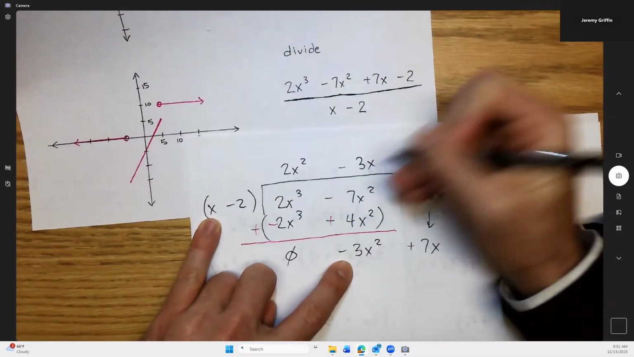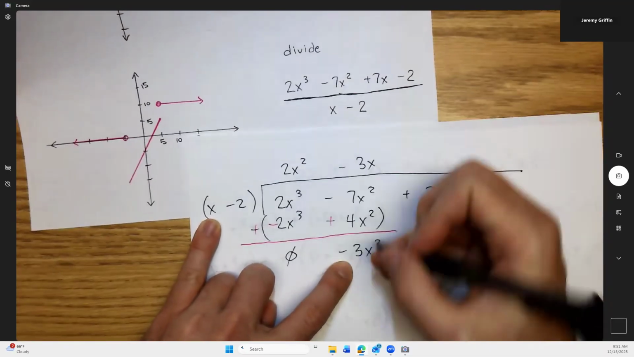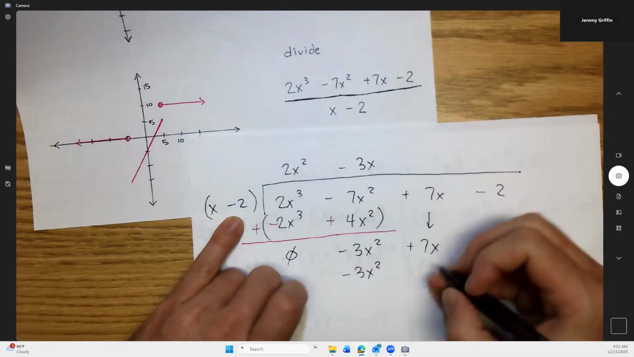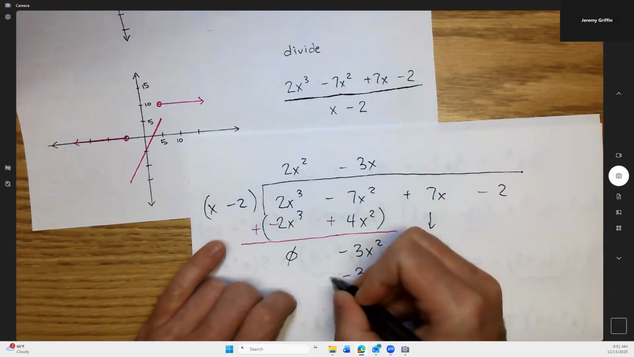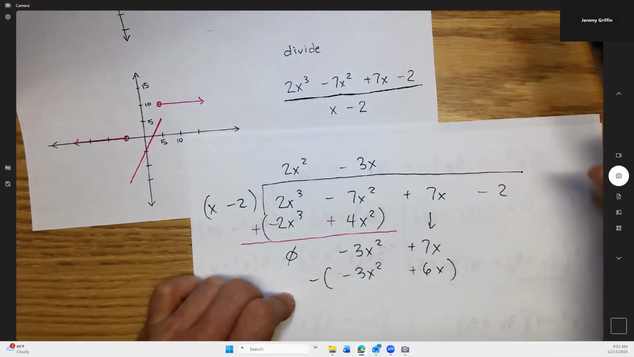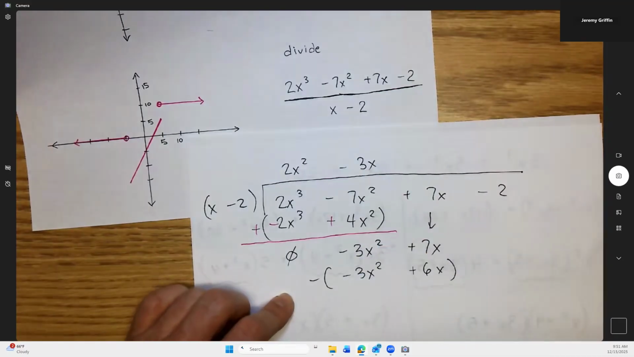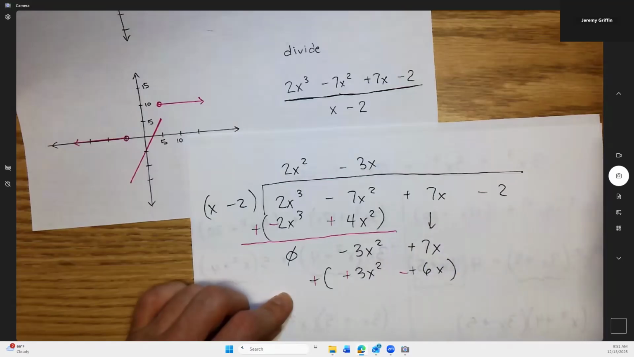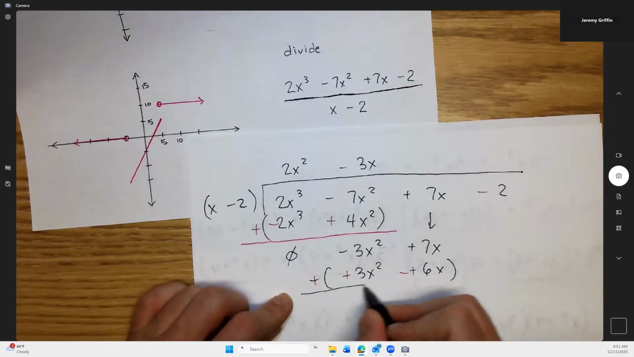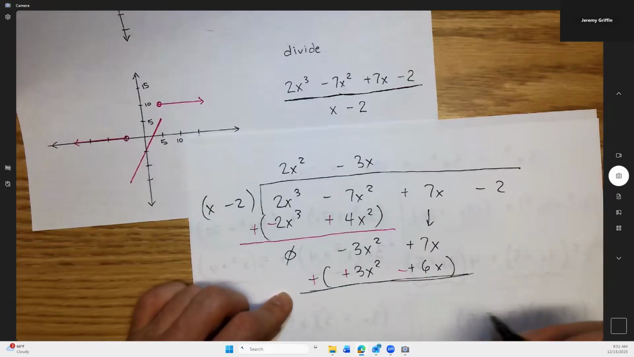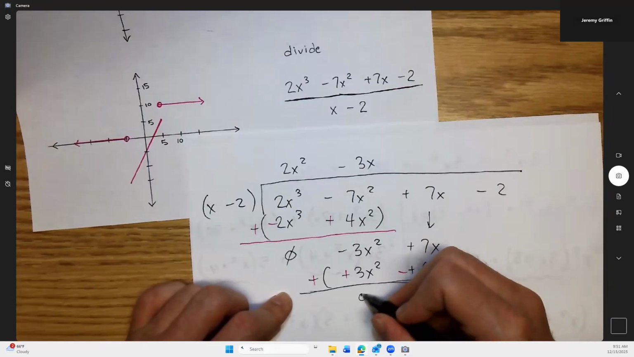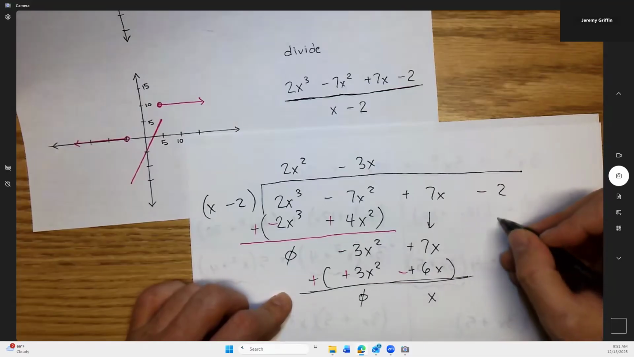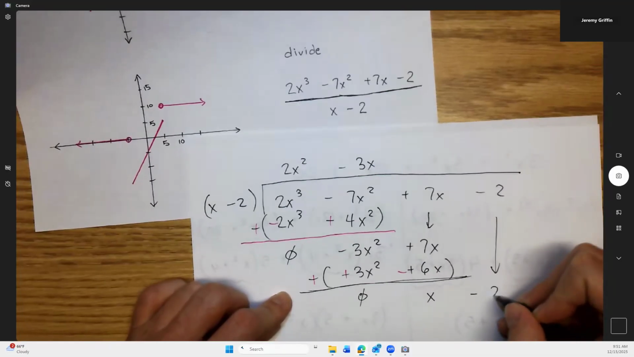How about negative 3x times? Because negative 3x times x would be negative 3x squared. And then negative 3x times negative 2, that's plus 6x. And then just like before, I'm going to subtract this off. I'll go ahead and distribute the negatives so I don't stumble over my negatives. Plus, plus, minus it goes. Okay, so tally this up. This zeros out. 7x minus 6x is just plain x. Drop down the negative 2.